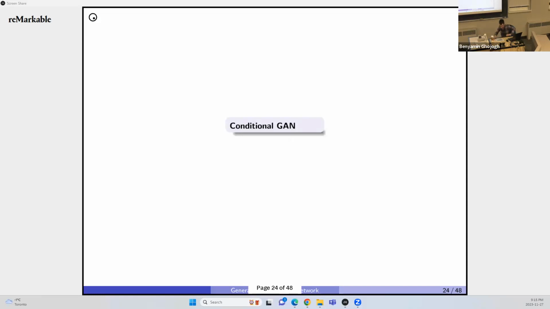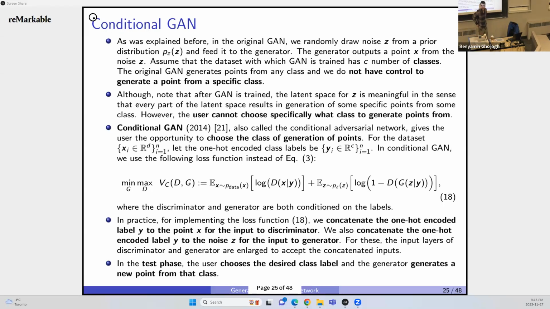Now conditional GAN. Okay, in GAN that we talked about, we generate images or data. By the way, when I say GAN can be used for anything, not just for images, it can be used for speech, for anything. So we generate stuff, data. But what if I have classes? And I want to say, generate something from class 1, not anything random. Okay, then I should use conditional GAN.